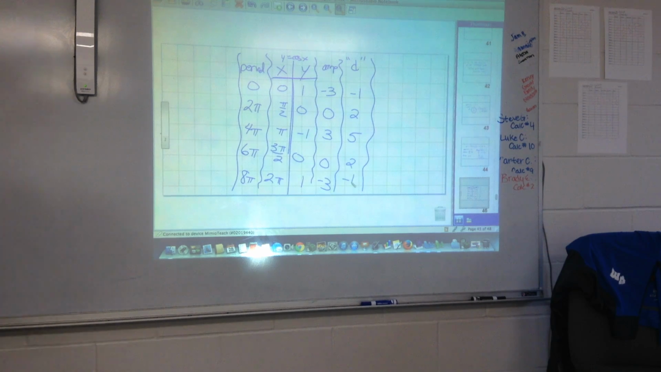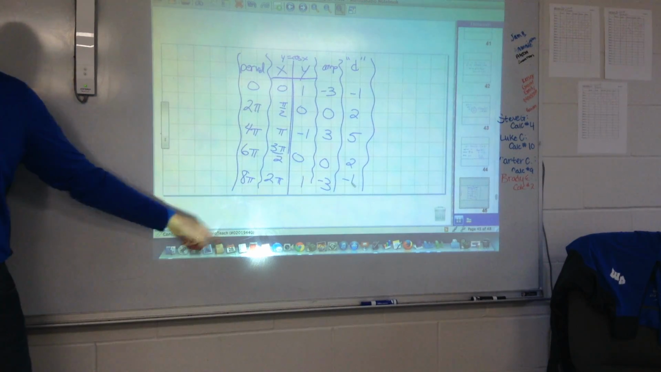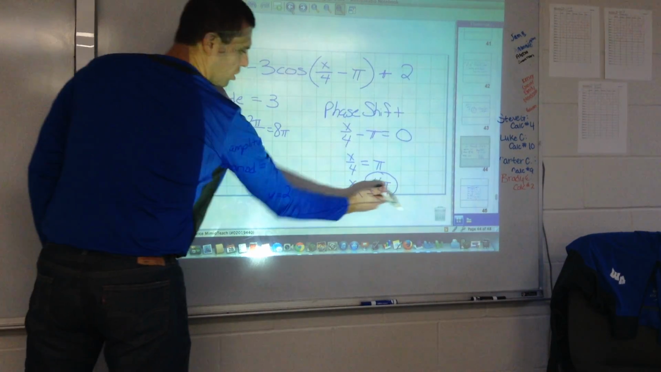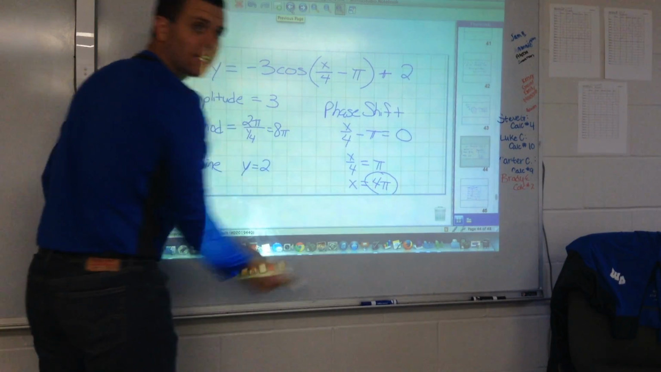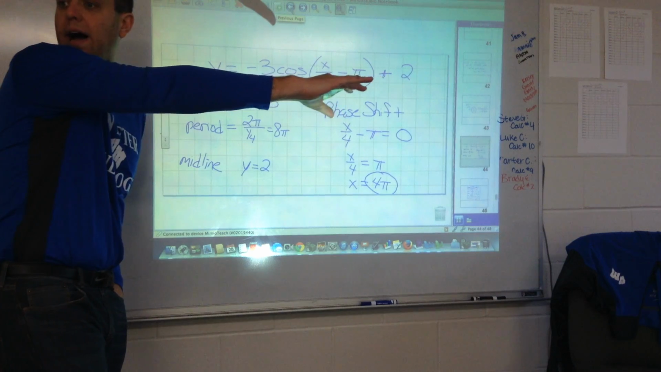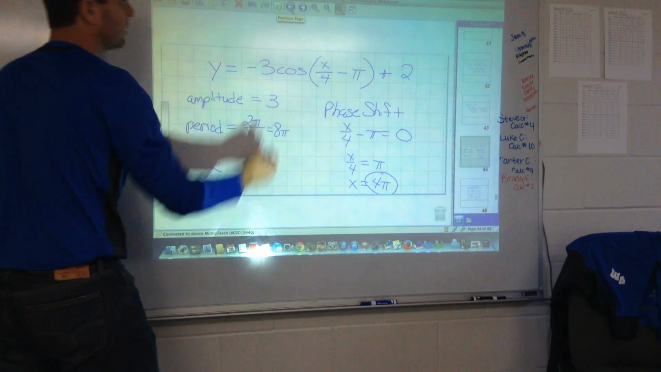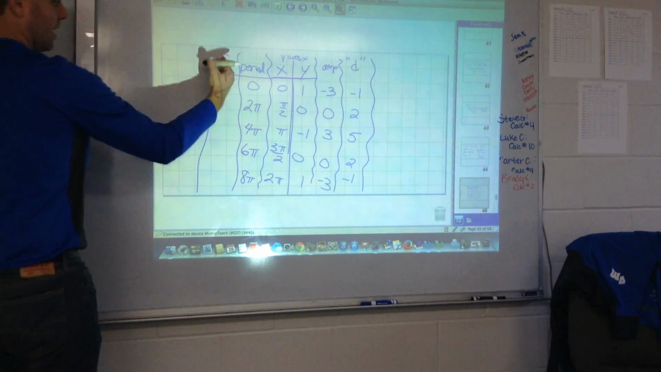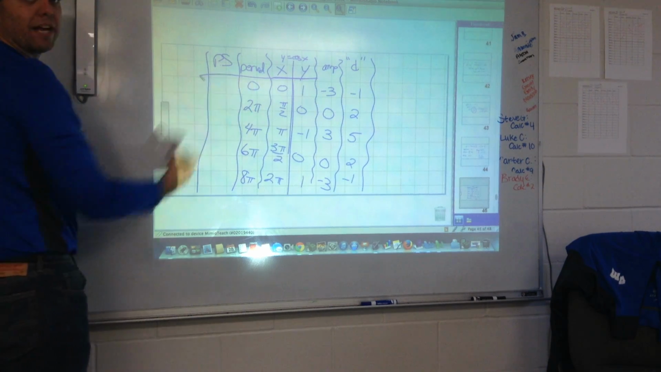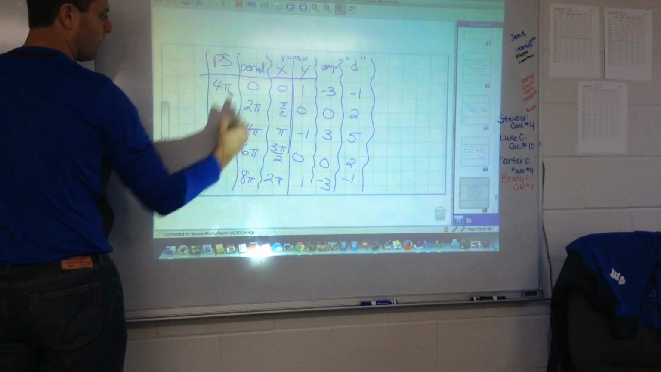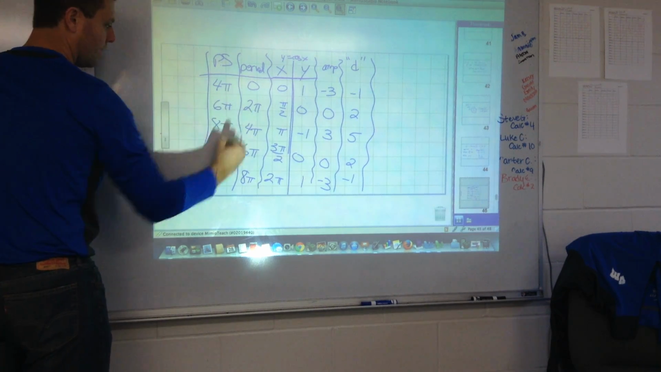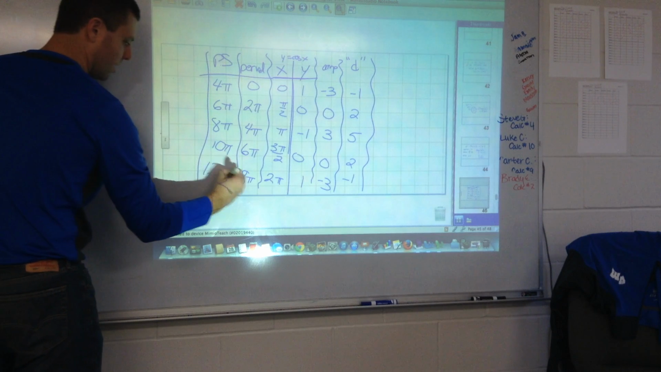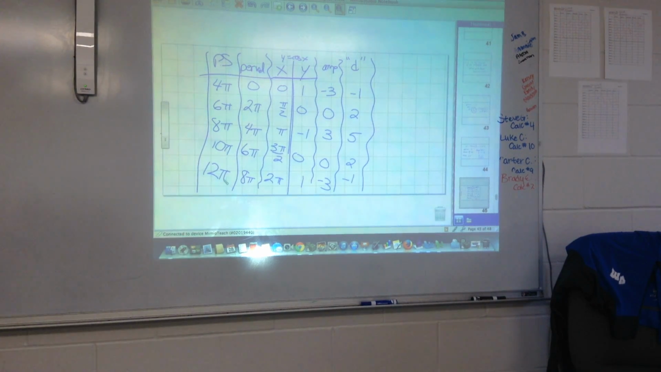Okay. What does the phase shift affect, the x or the y values? It moves it left to right, so it's affecting these x values right here, okay? So because my phase shift was 4 pi, that's going to move everything to the right 4 pi, or I'm going to add 4 pi to all my x values. So right here in my phase shift, I just need to take all these x values and add 4 pi to it. So 4 pi, 6 pi, 8 pi, 10 pi, 12 pi.